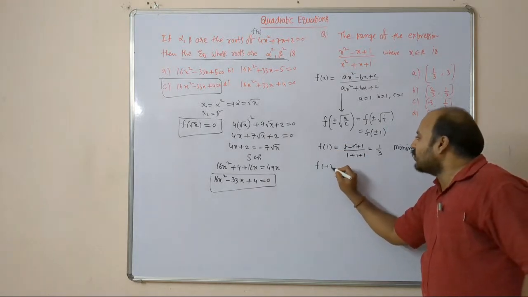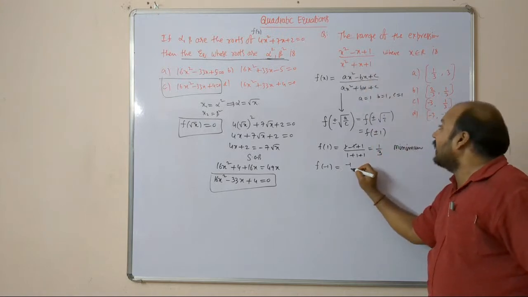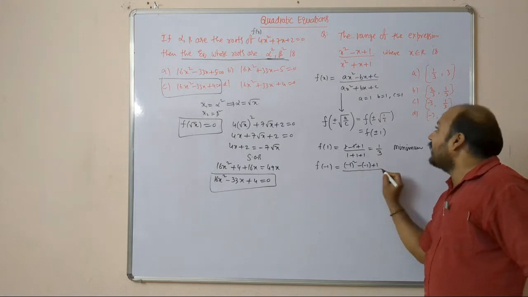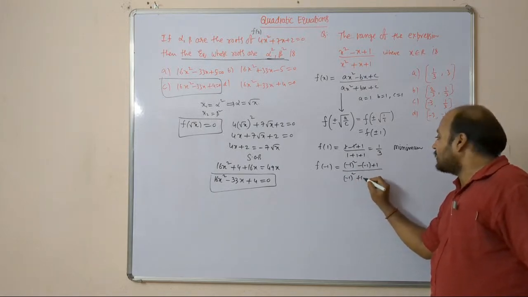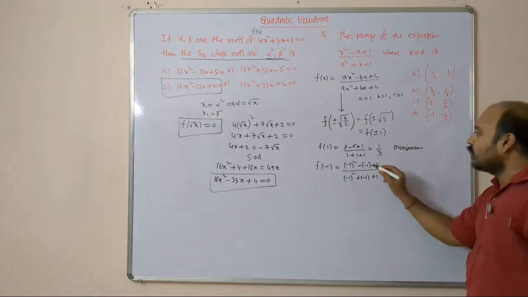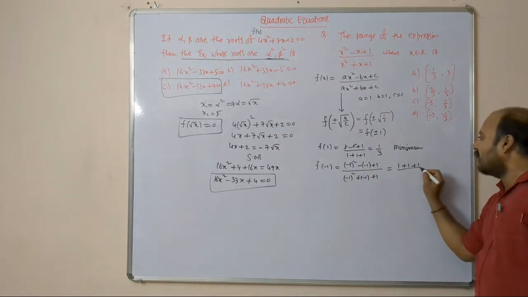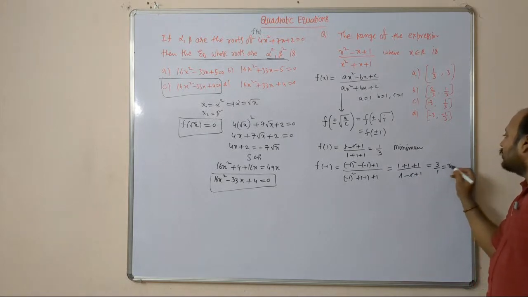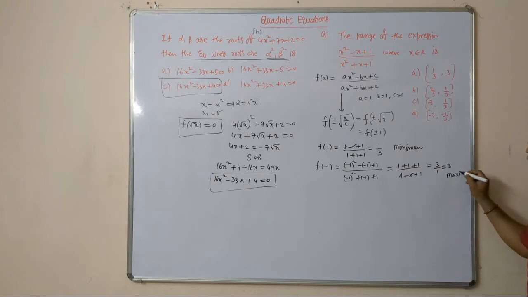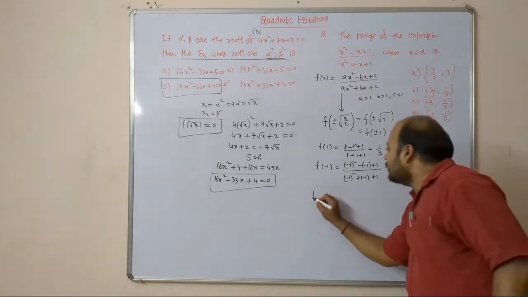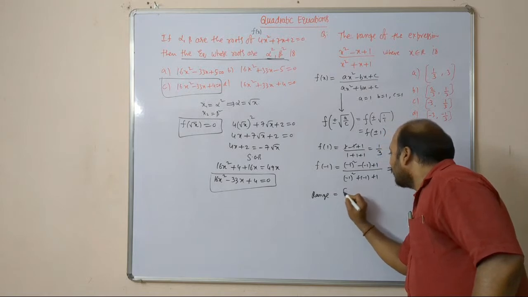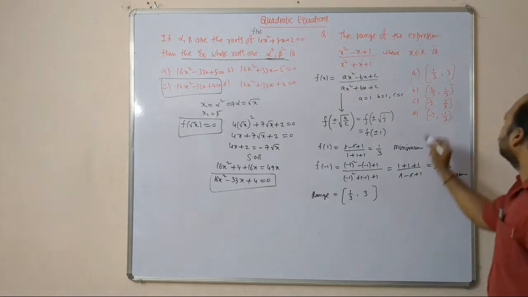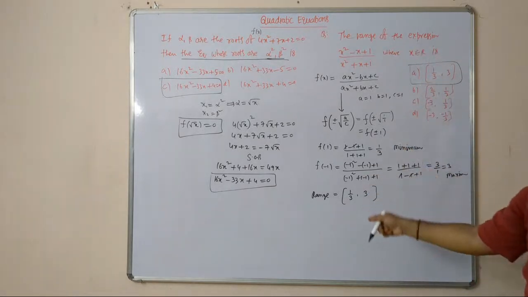F of minus 1, wherever x is there, minus 1. Minus 1 whole square minus of minus 1 plus 1 divided by minus 1 whole square plus minus 1 plus 1. So minus 1 whole square is 1, plus 1 plus 1 by 1 minus 1 plus 1. So 3. 3 by 1 that is equal to 3. It's the maximum value. So range means minimum and maximum value. First minimum value is what? 1 by 3. Maximum value is 3. So it is there in the first option, dear students.